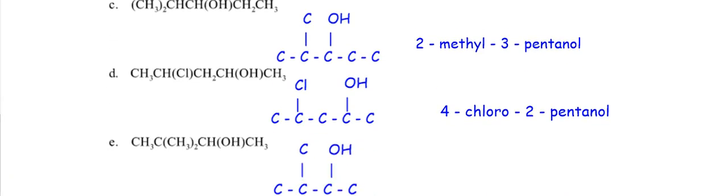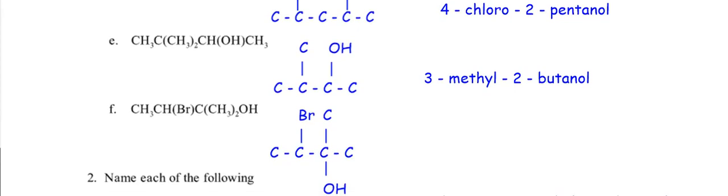The next one, again, same idea, where I'm going to number it from right to left so that the alcohol is on the second carbon, so it becomes 3-methyl-2-butanol.